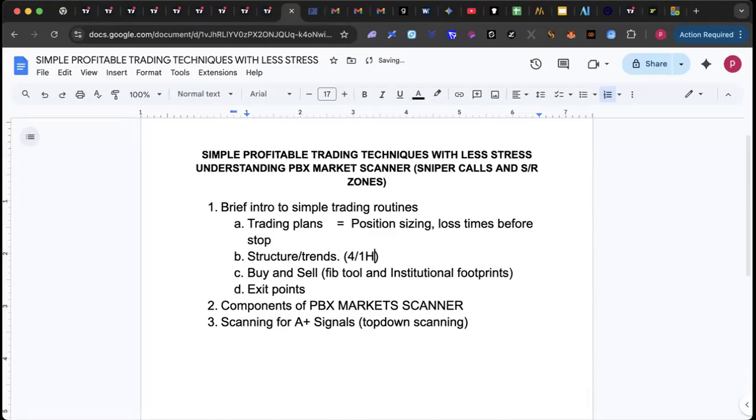Please take note. We want to get the optimum maximization of your trading, especially using your scanner. Please understand structure and trend. Work more with 4 hours and 1 hour. So take note of that. 1 hour and 4 hours is very important. All right. Then buy and sell.